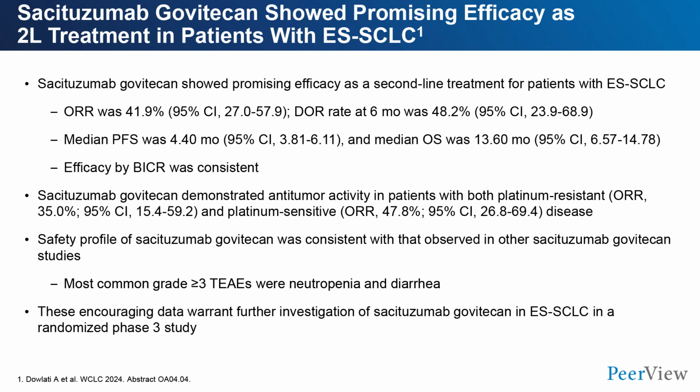Now, the safety profile of sacituzumab govitecan was consistent with what we've seen in other studies, namely most common being neutropenia and diarrhea. And so these encouraging data do warrant further study, and there are studies ongoing.